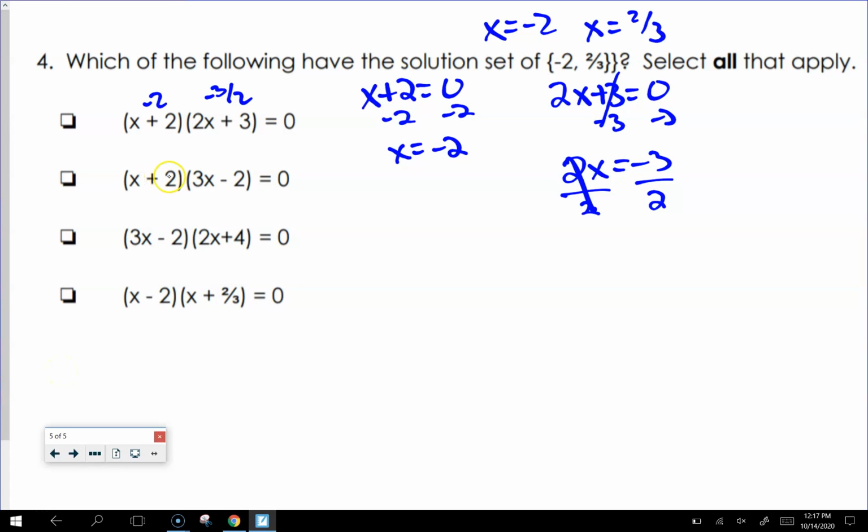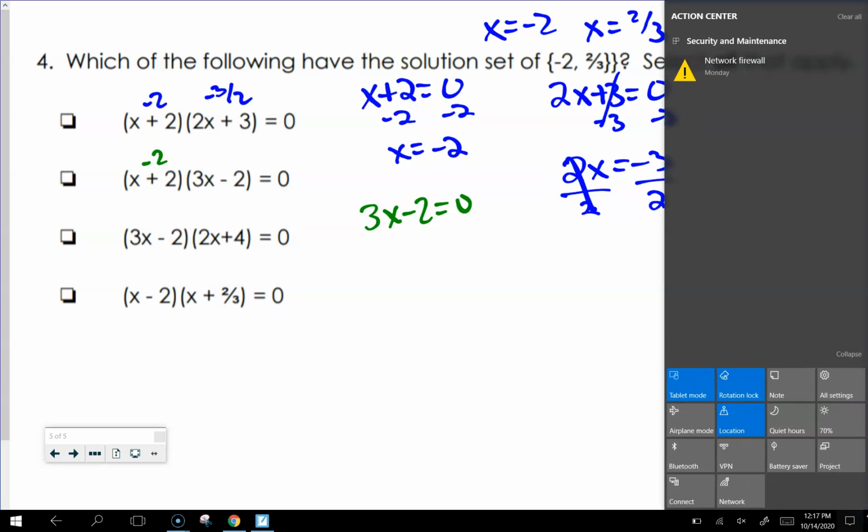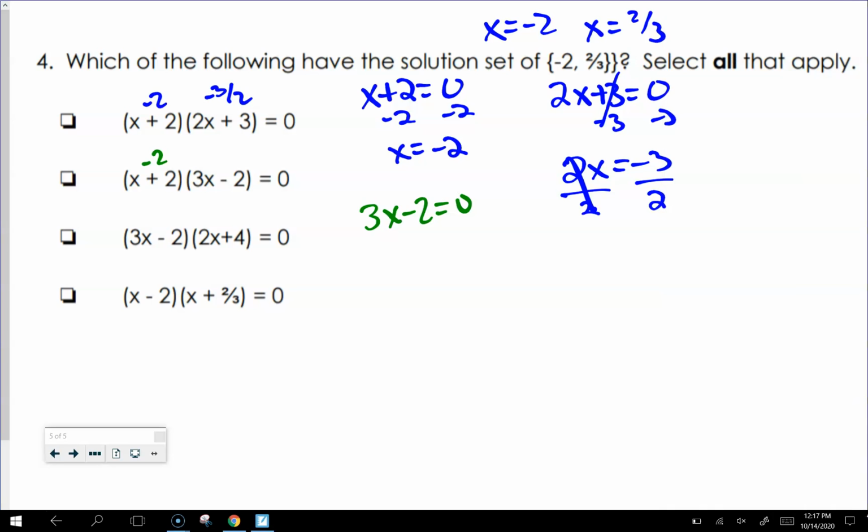Now what is nice about this, some of these are repeating. Like right here, x plus 2 repeats again. So I already know what that solution is. A little less work that I have to show, right? Because I already have technically shown the work for that factor. But 3x minus 2, that one's new. So let's put that equal to 0. What's my first step? Yep, plus 2. Add 2 on both sides.